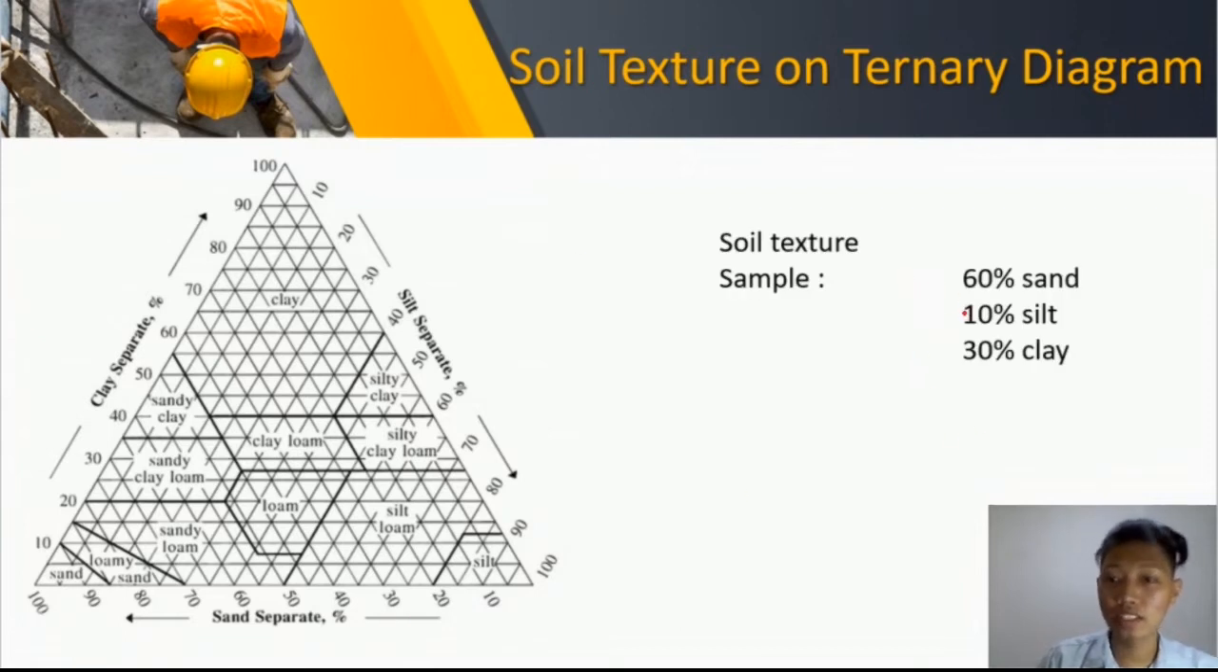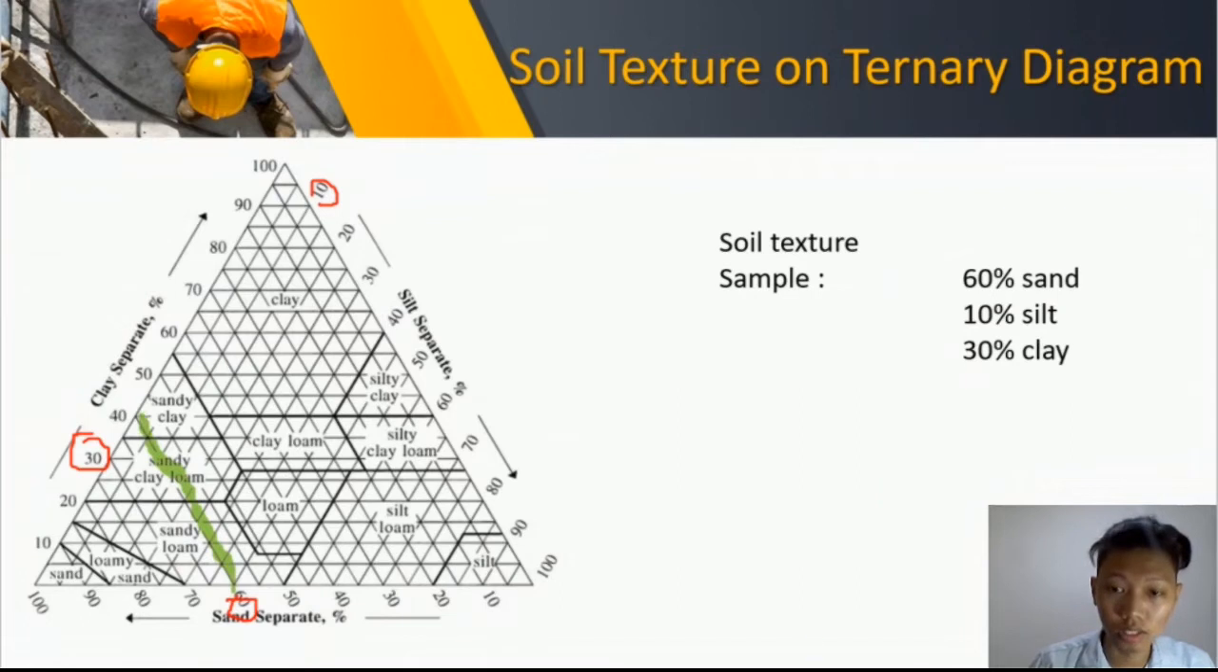So, soil texture sample. 60% ng sand. So, asan ba din yung 60%? So, ito. Ayan. Sunod natin yung 10% ng silt. So, ito siya. Meron tayo dito 30% ng clay. So, ito siya. So, mula dito sa 60% ng sand natin, papakit siya dyan sa taas.